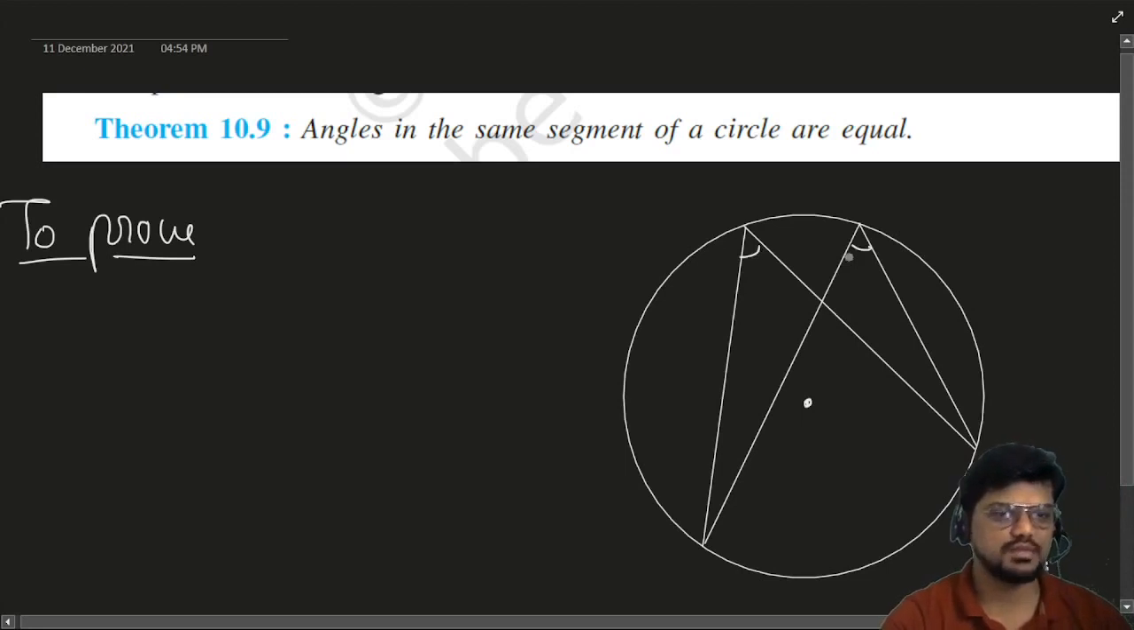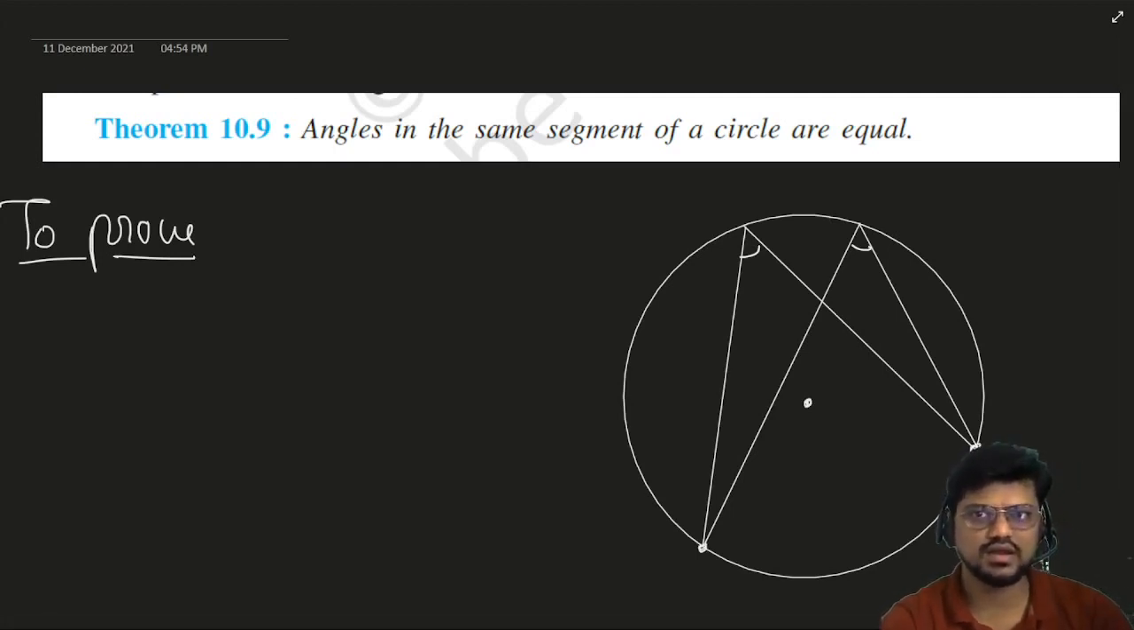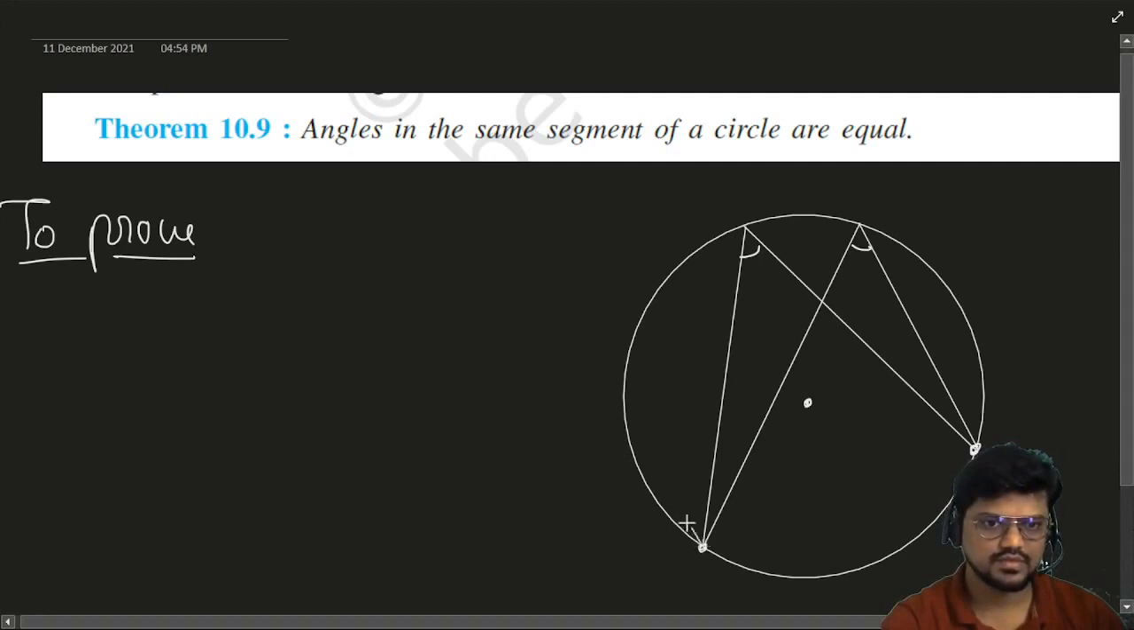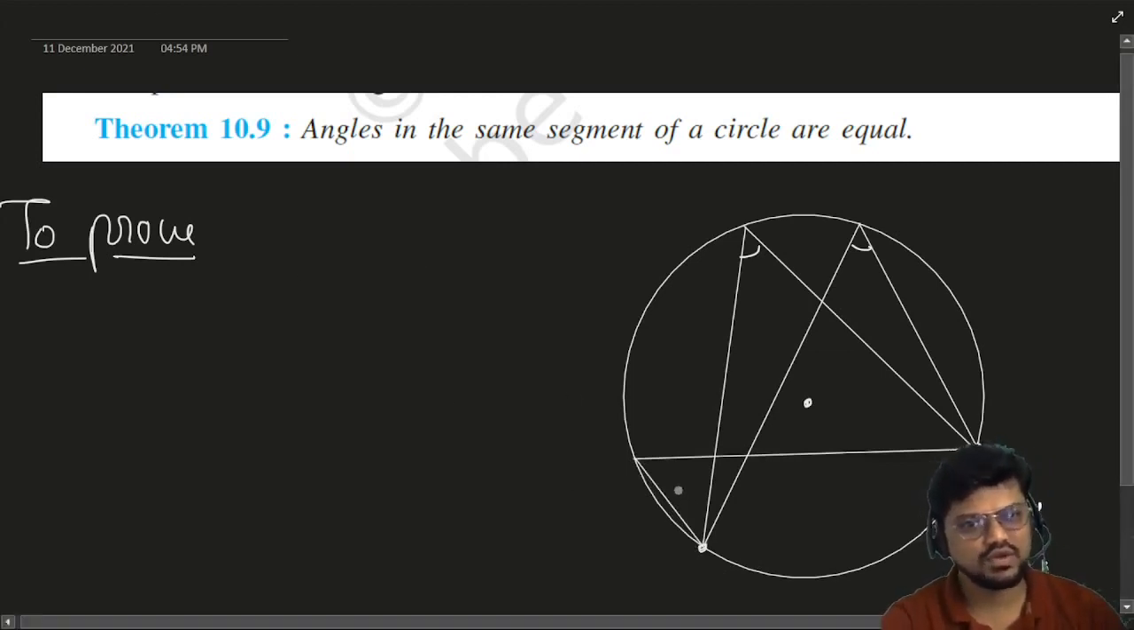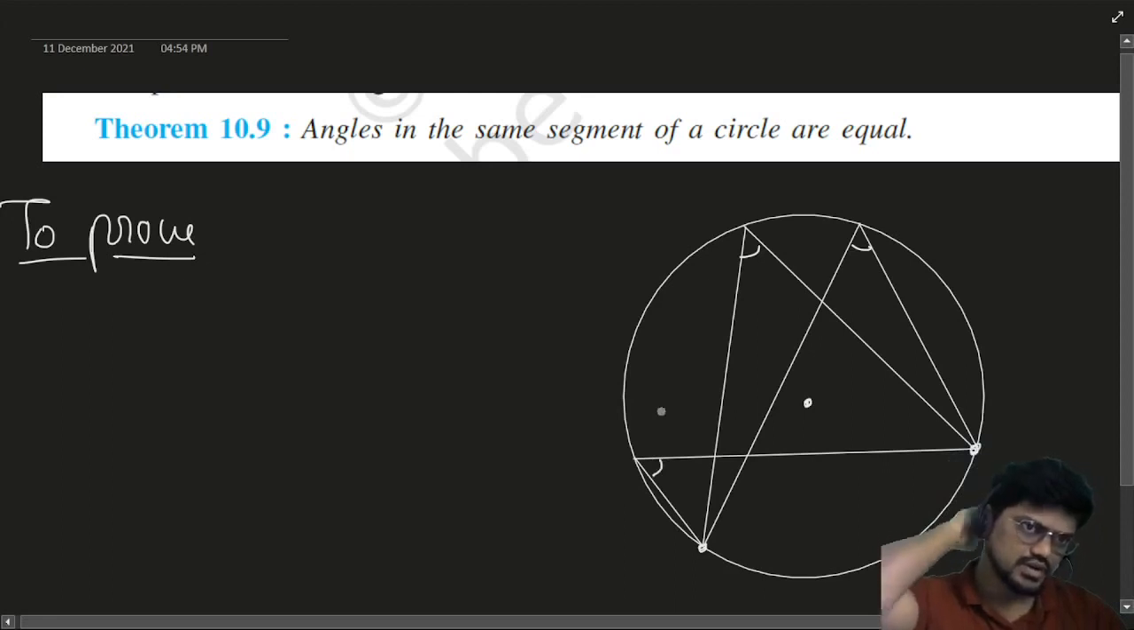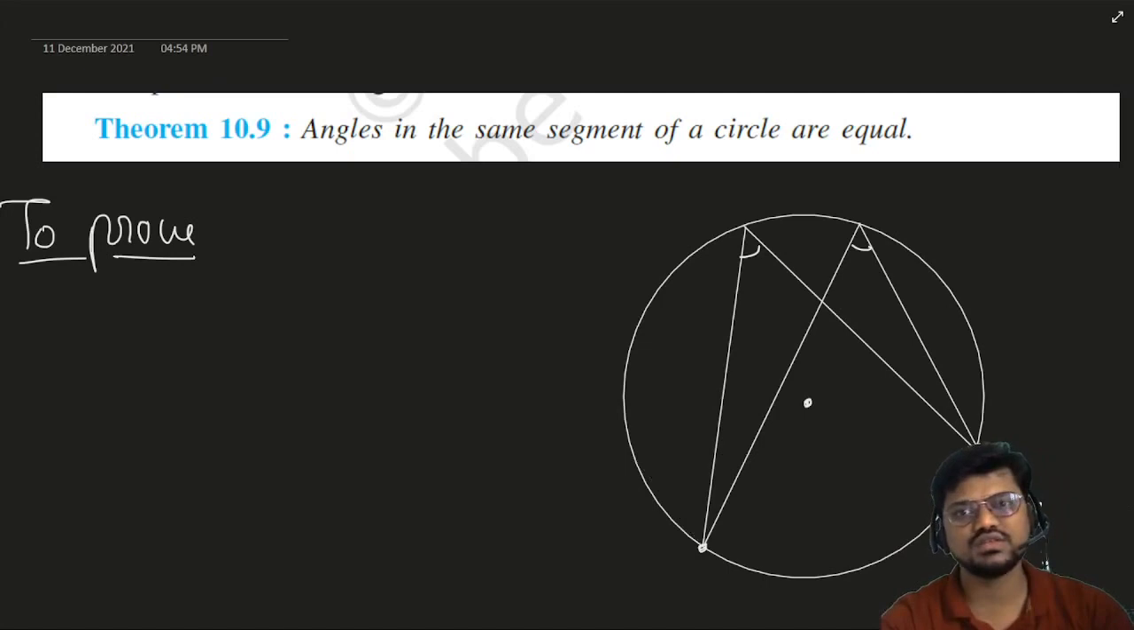Angle in same segment, in same segment means this is the segment. If they are in the same segment, then what? The two angles will be equal. Means even if I draw an angle over here like this, this angle will also be equal. All these three will be equal. Got it? Now what will be the proof of this? The proof for this is very easy.